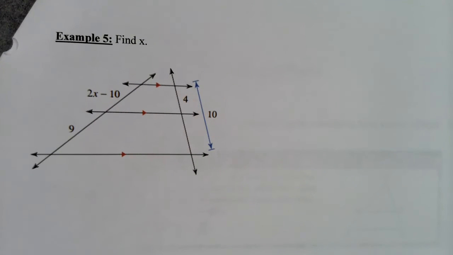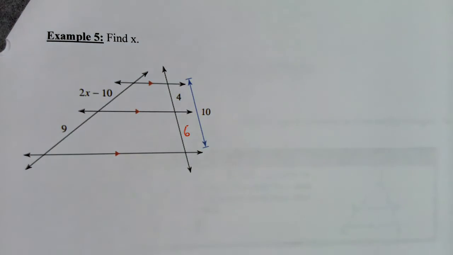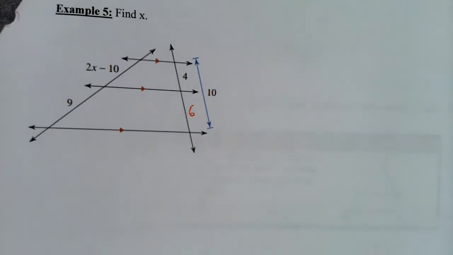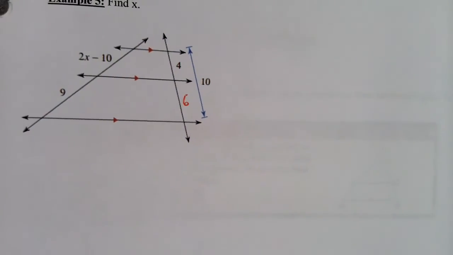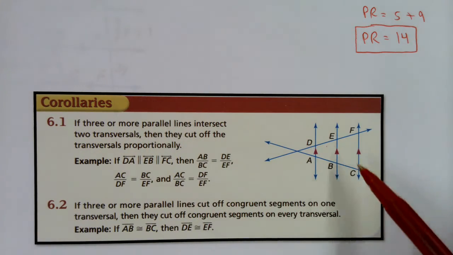Example 5, find x. Okay, so let's see. What do we have here? So this has to be 6 right here, because that entire segment was 10. So if I label that as 6, now I'm going to apply the corollary I just showed you, this one down here.